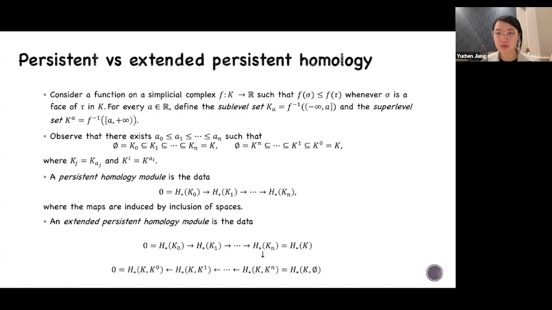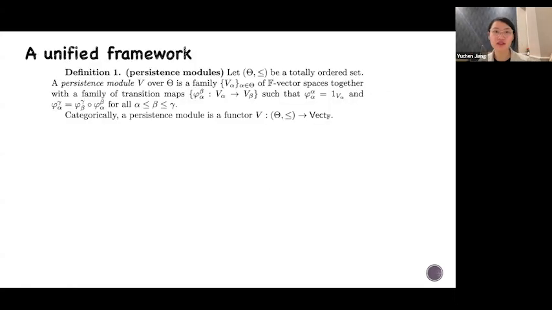And to make this more precise, I'm going to make the following definition of persistence modules, where we have a family V_alpha of F-vector spaces indexed over some totally ordered set. And we also have a family of transition maps phi_alpha,beta from V_alpha to V_beta whenever alpha is less than or equal to beta. And these transition maps should satisfy the identity property and also respect composition of maps.